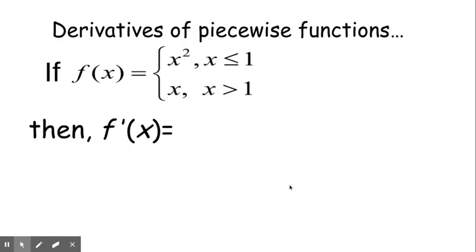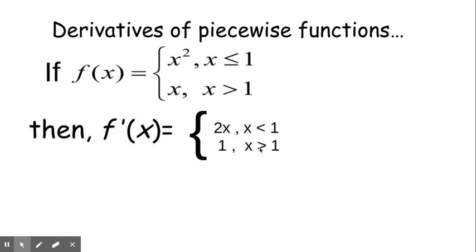The next thing we want to look at are piecewise functions. If you're trying to find the derivative of a piecewise function, really all you have to do is take the derivative of each piece. We need to be careful about the equal to sign when we're taking the derivative. So we're trying to find the derivative of x squared. That's going to be a power rule, that's going to be 2x. And then the derivative of x, which is just 1.